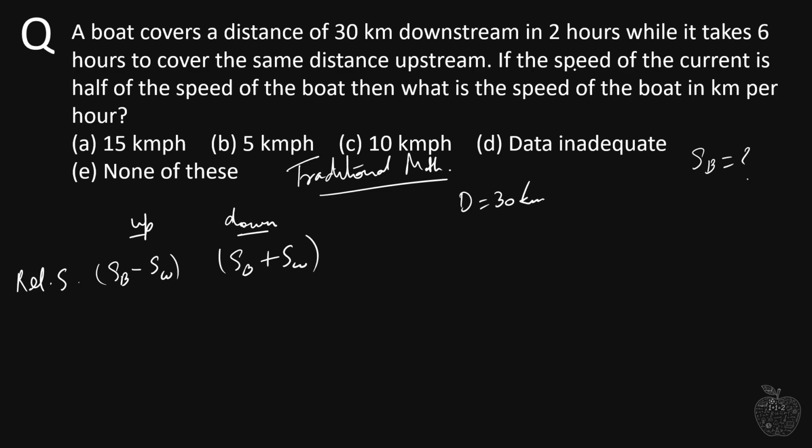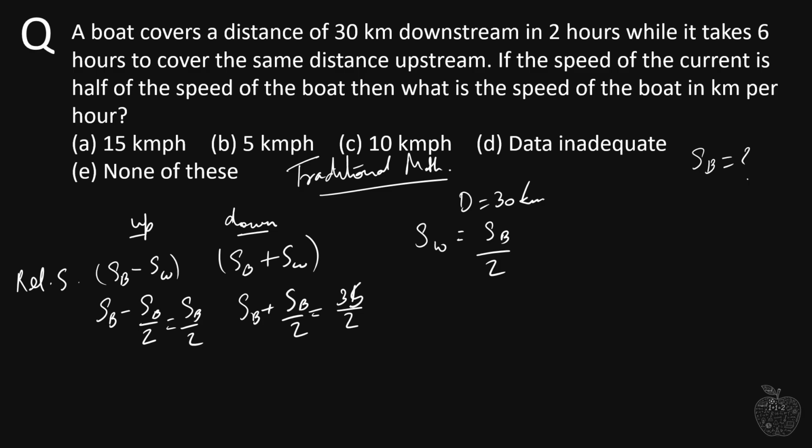Now the question is telling us the speed of the current is half of the speed of the boat. So the speed of the current, which can be termed as speed of water, is equal to half the speed of boat. We have got the relation between speed of water and speed of boat, so let's substitute it in here. So we get SB minus SB by 2, which is SB by 2, and in here we get SB plus SB by 2, which is 3 SB by 2. So we have got our relative speeds here.